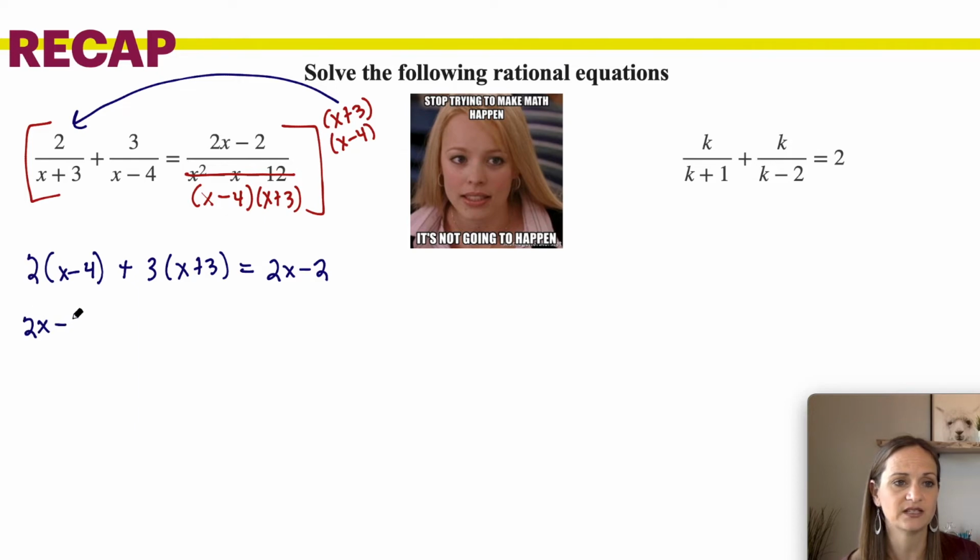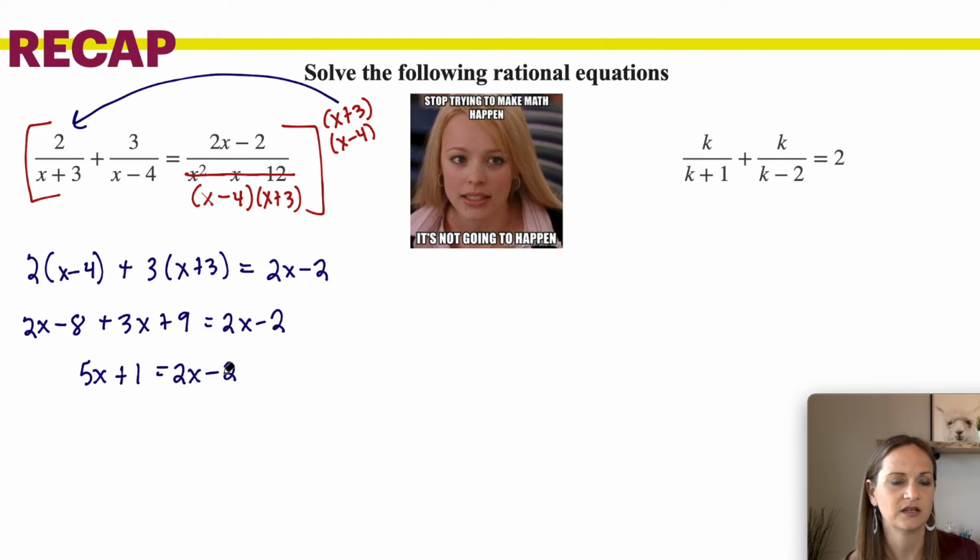So you have 2x minus 8 plus 3x plus 9 equals 2x minus 2. 2x and 3x give you 5x. Negative 8 and 9 give you a 1. So now to solve, I'm going to subtract 2x and I'll get 3x. Subtract 1 and I'll get negative 3. So I'll get x equals negative 1.